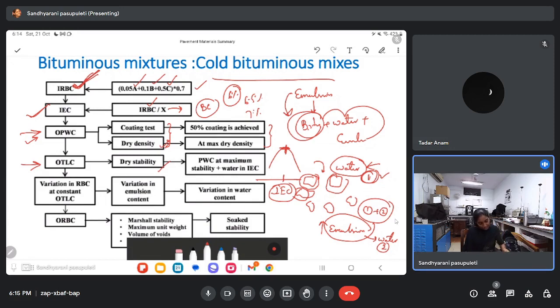Now, by keeping this water content constant, we will vary the emulsion content. Once the emulsion content is varied, we calculate the variation in the residual bitumen content. That gives the final residual bitumen content, using which we determine the stability, maximum unit weight, soaked stability and dry stability.